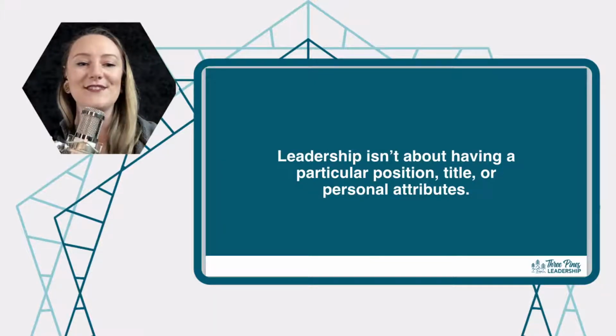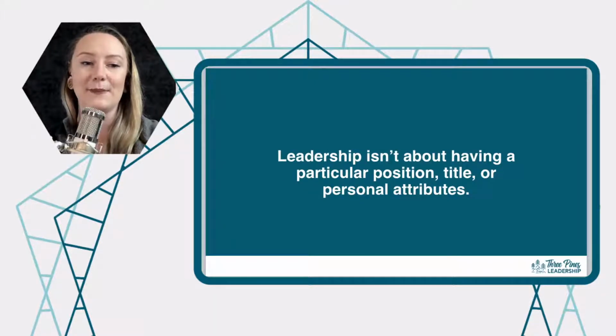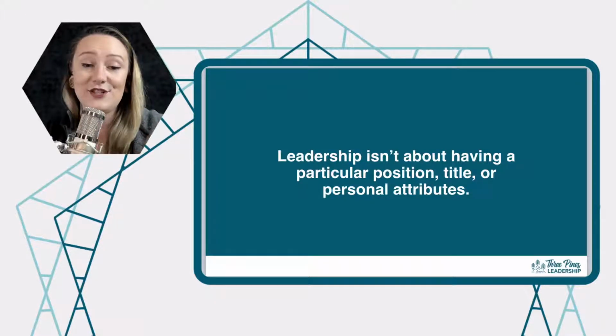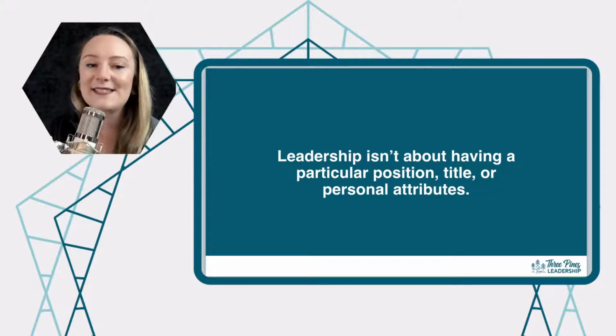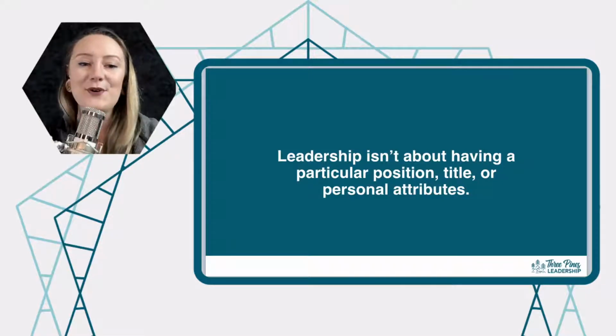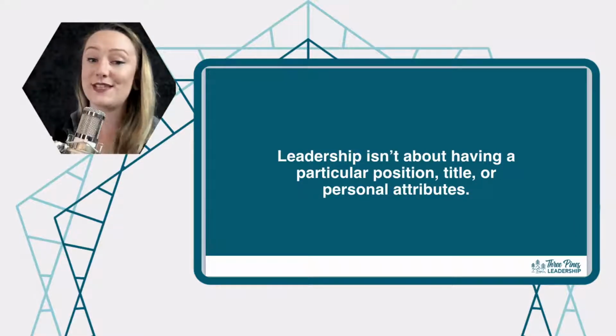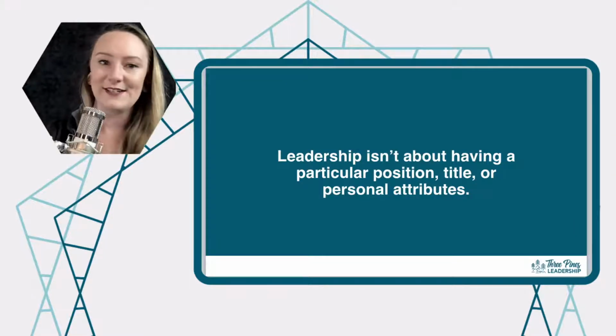It's important to understand that leadership isn't about having a particular position, title, or particular attributes. Just because you're an executive doesn't mean you're a leader. Having the corner office doesn't mean you're good at leadership. Having a charismatic personality doesn't make you a leader.